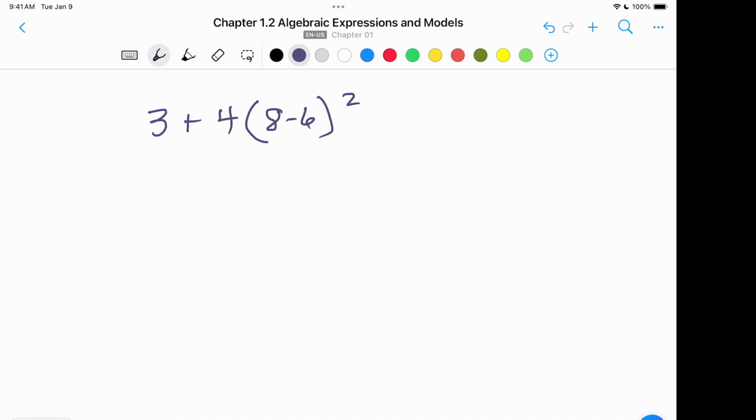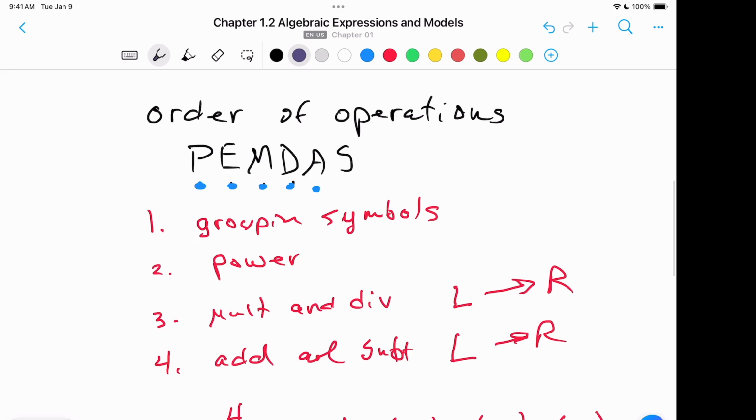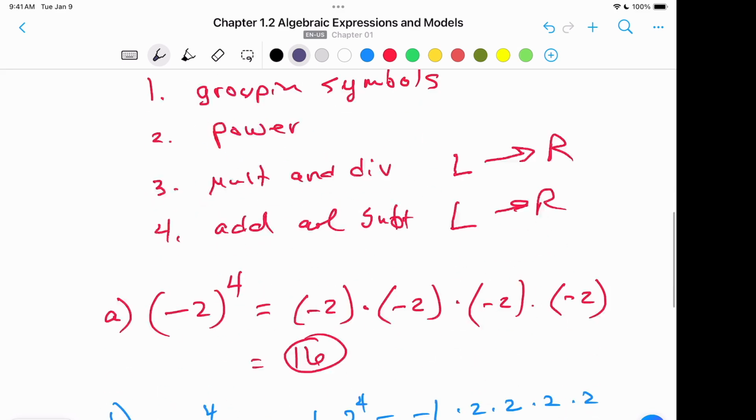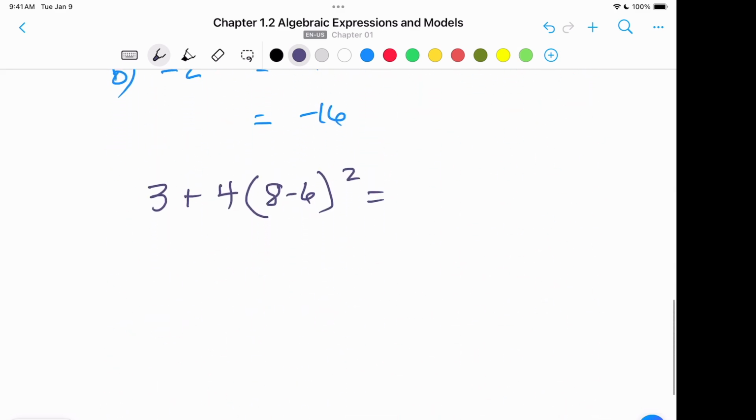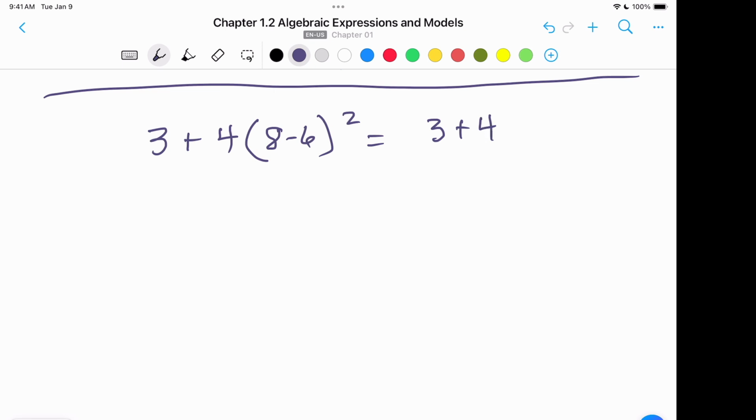Now, that's going to equal, the first thing you're going to do is, remember PEMDAS. Grouping symbols first, then the powers. So let's go back up here, and we see grouping symbols. I'm going to draw a line so I can keep it separate. You have the group here, so this becomes 3 plus 4 times 8 minus 6 is 2 squared.